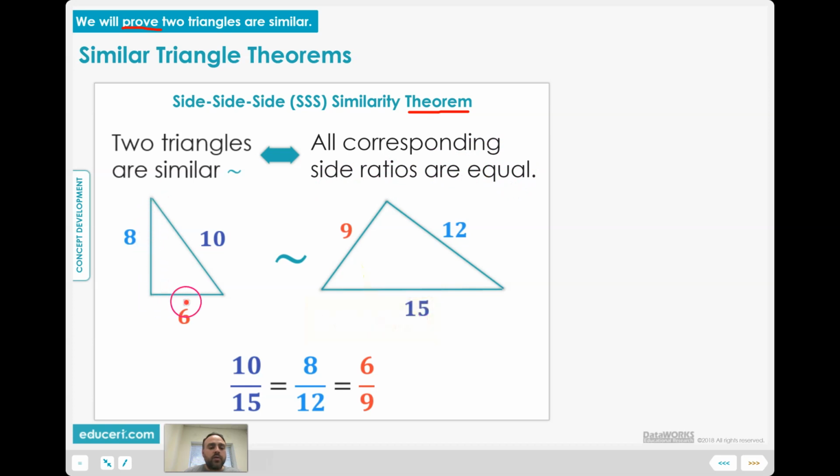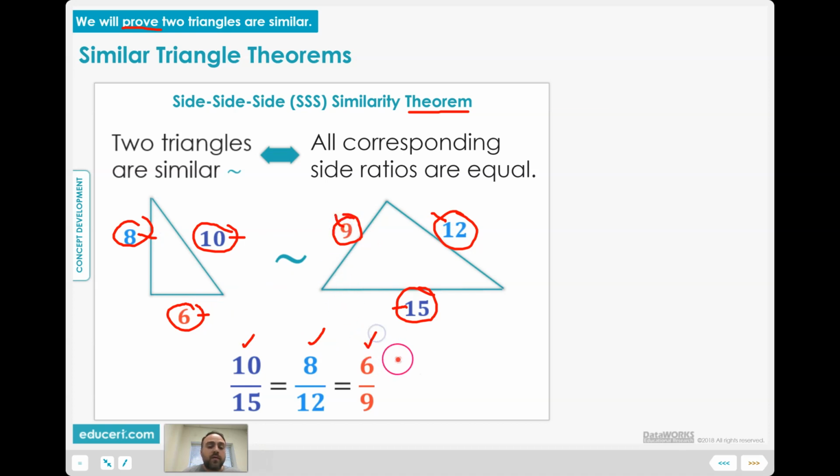Here we have two similar triangles. The colors match the corresponding sides. One easy way to recognize what the corresponding sides are: the smallest side length will match up with the smallest side length. The biggest side length will match up with the biggest side length. And the middle will match up with the middle side length. And if you take these ratios that these pairings create, you get fractions 10 to 15, 8 to 12, and 6 to 9.